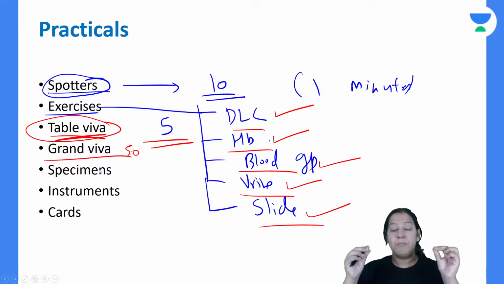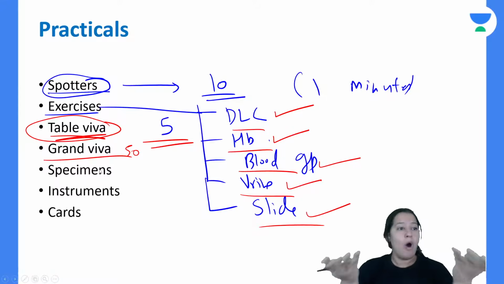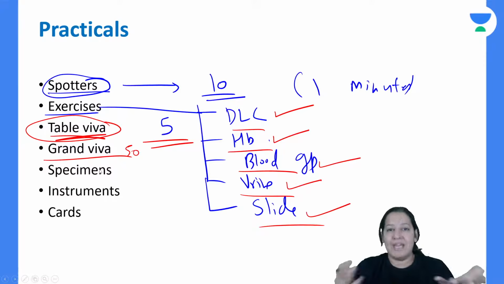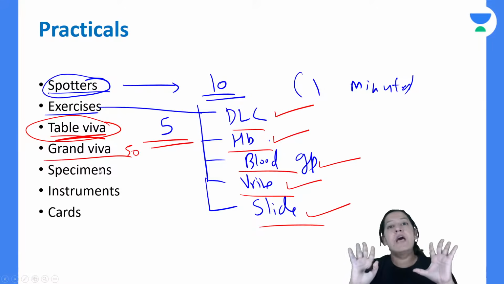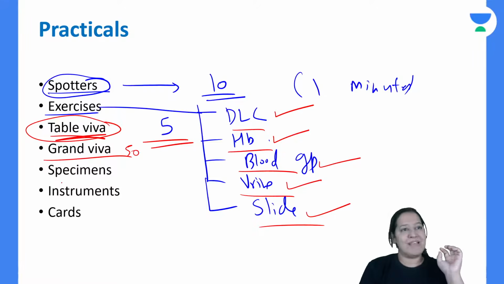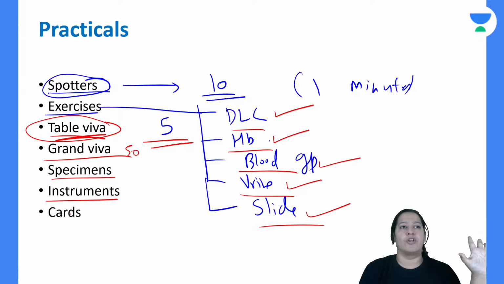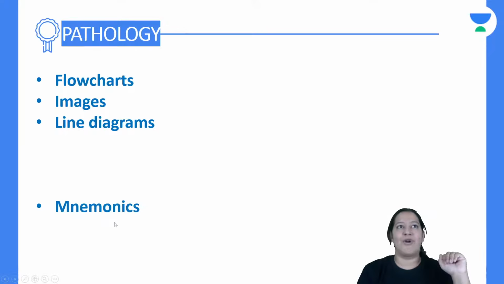Many students get anxious. They know everything, but they cannot speak in front of the examiners. So I will help you to give the grand viva also. What questions are asked frequently? What are the favorite topics of the examiners for the viva? I will help you with that. Specimens, museum specimens, I will help you. I will help you with all possible instruments in pathology and the cards, last but not least.